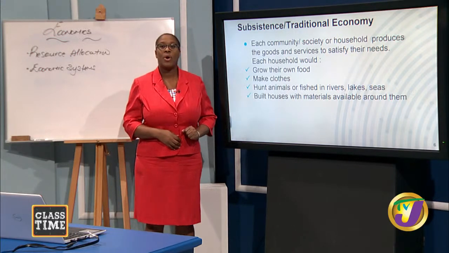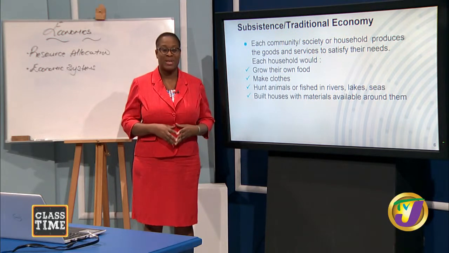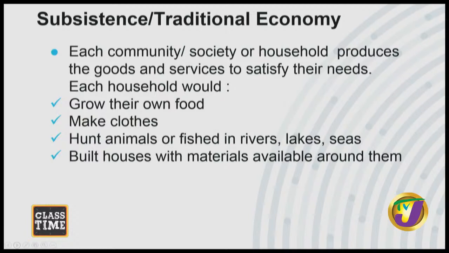All right, so we're going to jump into the first system, which is called the subsistent or the traditional economic system. Now, what you'll find with this system is that each community or society or household will produce the goods and services to satisfy their own needs. So each household will grow their own food. They will make their own clothes. They hunt for the food that they need, the meat that they need. So they hunt animals. They will go fishing in rivers and lakes and sea, right?